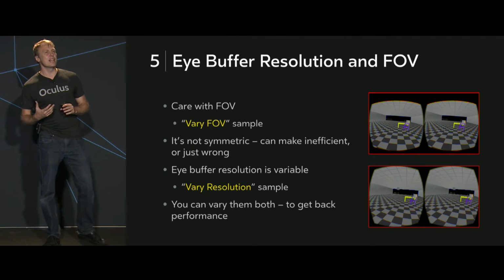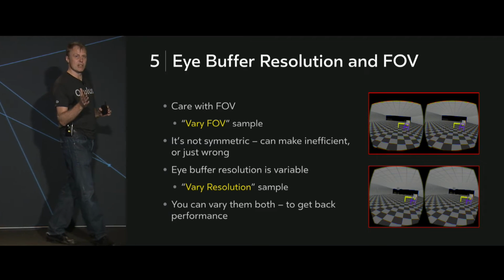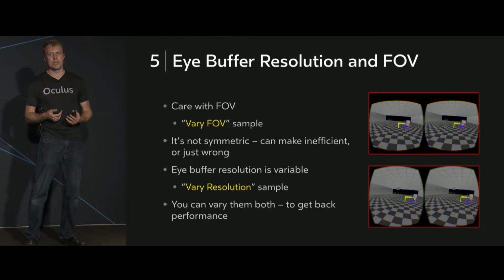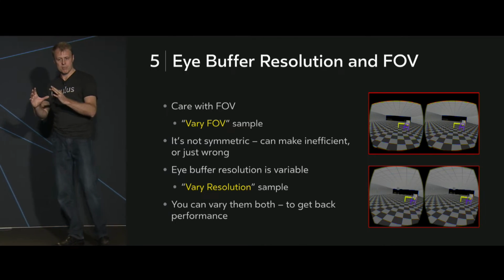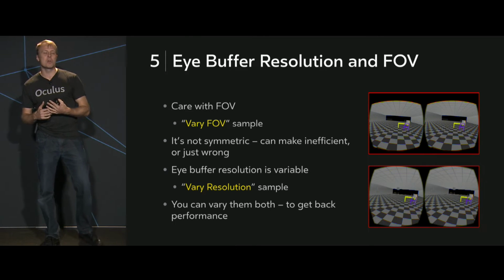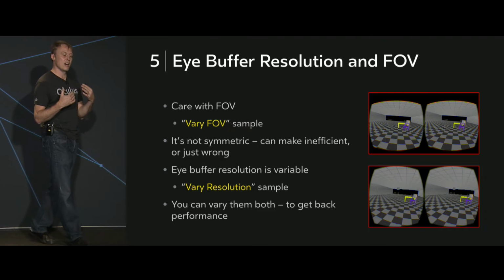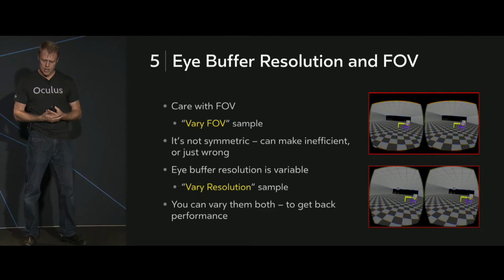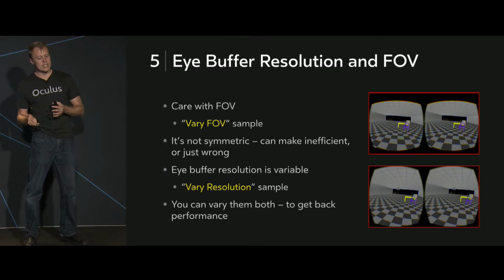Another item that is a tiny bit misunderstood sometimes is the eye buffer resolution. Now it definitely isn't half the HMD resolution. It's something where you get to choose, and on a per application basis, you might choose to have very high resolution eye buffers, or you could perhaps have lower ones. In fact, it's worth exploring whether you can have a lower resolution so that you can gain back some performance. So these are both things that can be varied, and both can potentially get back performance.